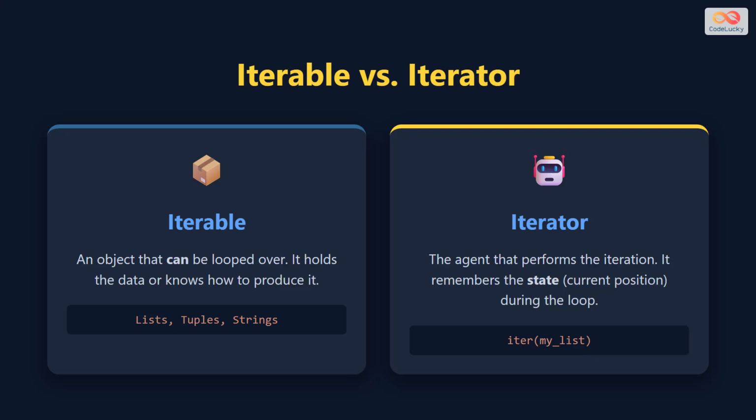It is crucial to understand the difference between an iterable and an iterator. An iterable is a container, like a list or a string, that holds data. An iterator is a special object that acts as an agent to fetch data from that container. It remembers where it is, so it knows which item to grab next.